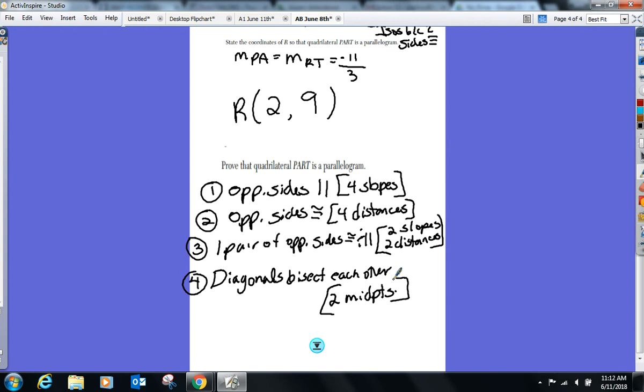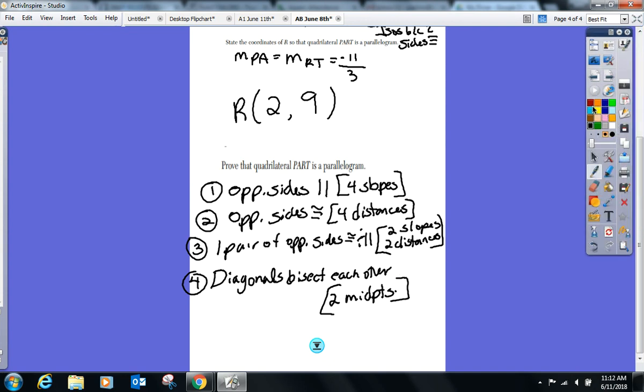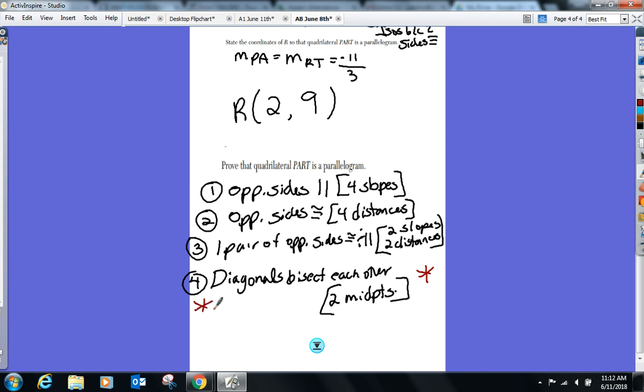Okay, so on your own time, you can do another proof that says it's a parallelogram, depending on what way you want to do. But just remember this one because this may come up in multiple choice. Diagonals bisect each other if they share the same midpoint. All right.